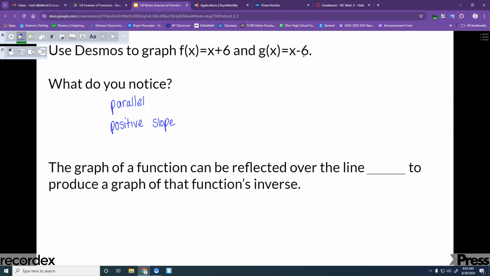What's different about them? Okay, there's a negative and a positive of what? The 6, which is what? Where does that show up on the graph? It's your y-intercept. So one y-intercept is positive 6. The other is negative 6. Okay. All right. Anything else? Nothing too remarkable really about these.